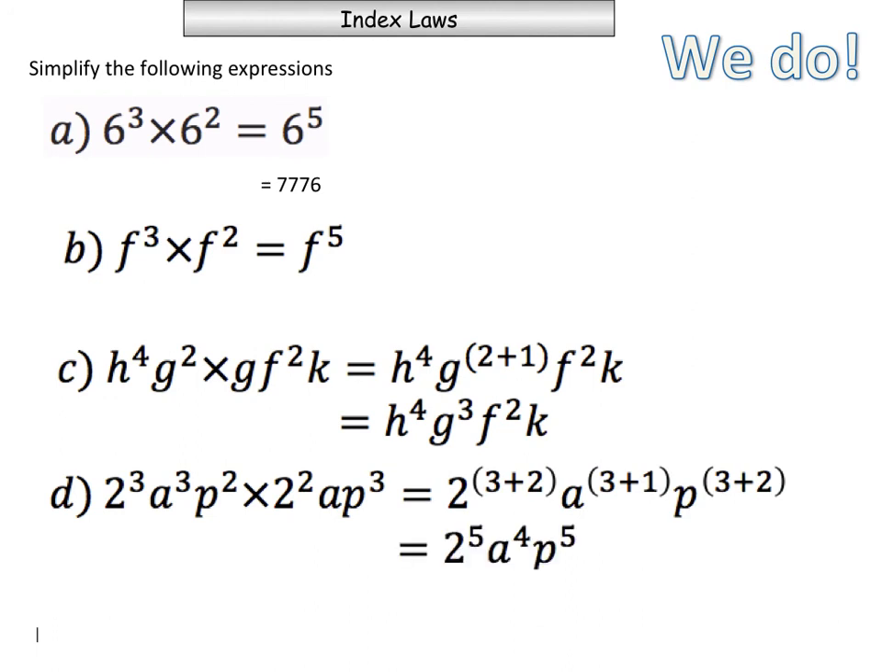And your solution should have been 2 to the power of 5, because you're adding 3 plus 2, a to the power of 4, because you've got 3 plus 1, and it's a to the power of 1. Remember that if there's no power there, then that means it's a to the power of 1. And p to the power of 5, because you've got 3 plus 2. Then you need to simplify that just by putting 2 to the power of 5 in your calculator, and you get 32 a to the power of 4 p to the power of 5.